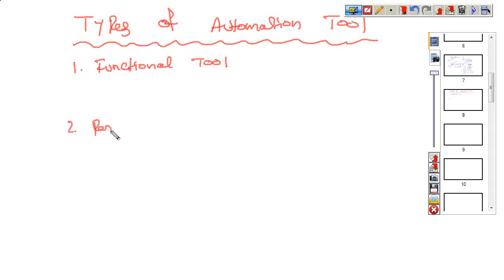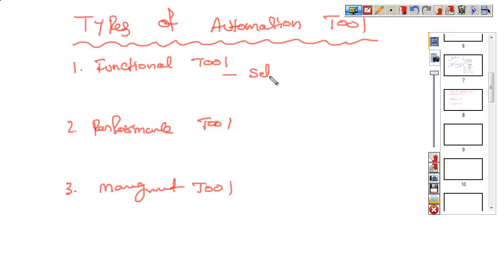Second one, performance tool. Third one, management tool. So what is a functional tool? Selenium is a functional tool. And QTP or UFT, right now they're calling it RFT. There are so many tools, right? So these are some of the best examples of functional tools.